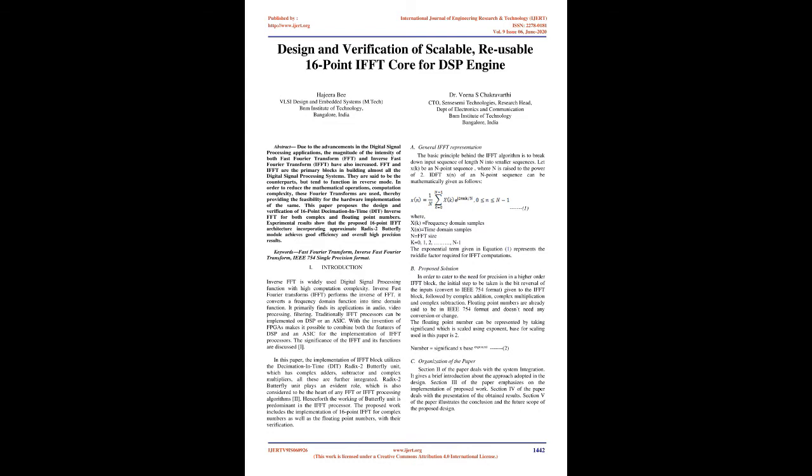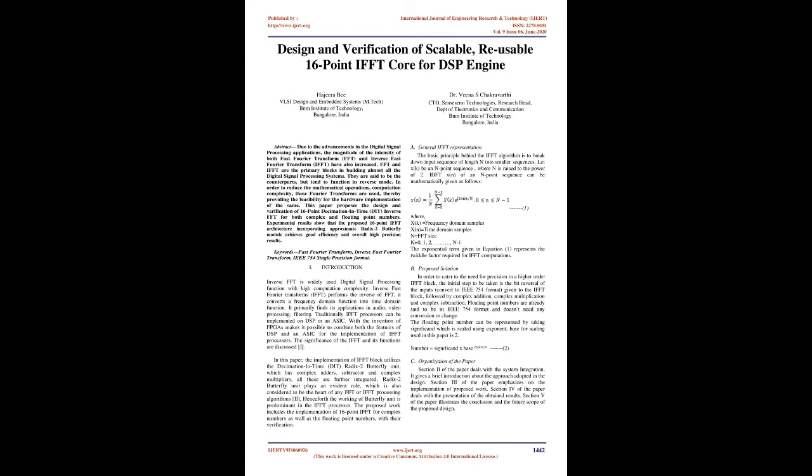Abstract: Due to the advancements in digital signal processing applications, the magnitude of the intensity of both the fast Fourier transform, FFT, and the inverse fast Fourier transform, IFFT, have also increased. FFT and IFFT are the primary blocks in building almost all digital signal processing systems. They are said to be counterparts, but tend to function in reverse mode. In order to reduce the mathematical operations and computation complexity, these Fourier transforms are used, thereby providing the feasibility for the hardware implementation of the same.